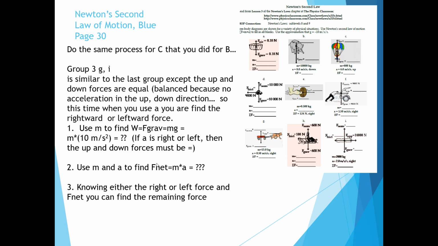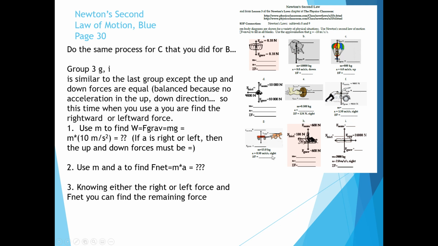So the third group I go through is looking at G and I, because they are similar to each other. Again, they've given us the mass and the acceleration, and they've given us enough information to do what we did for B and C. So you're going to use your mass to find your weight, which is also known as the force of gravity. You're going to use your mass and the given acceleration to find your net force using Newton's second law of motion.